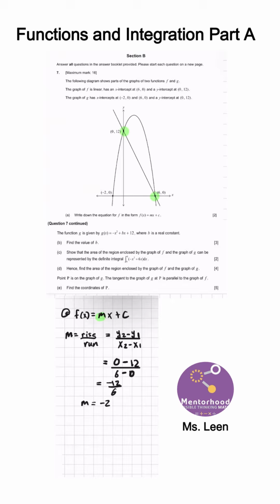So m equals -2. The next thing we need to find is our c value. We know that c is always the y-intercept. And in this graph, we see that the y-intercept is at (0, 12), so c equals 12. So the equation for our function is going to be f(x) = mx + c, which is f(x) = -2x + 12. And that is part A of our question.